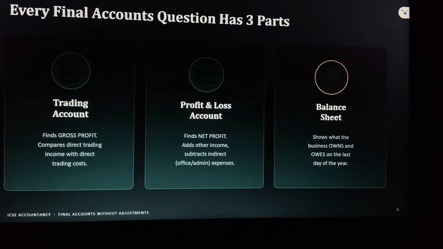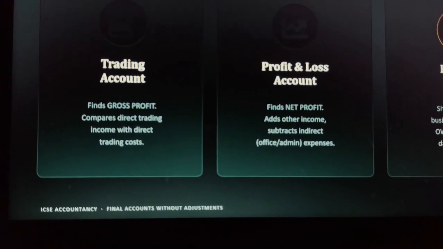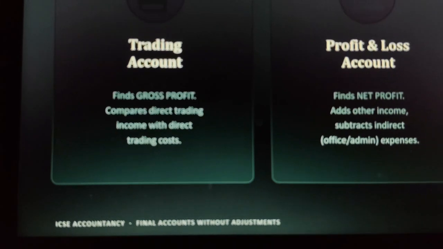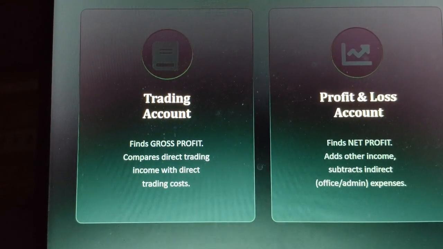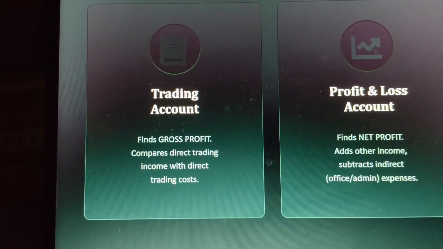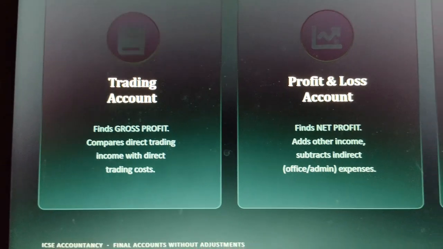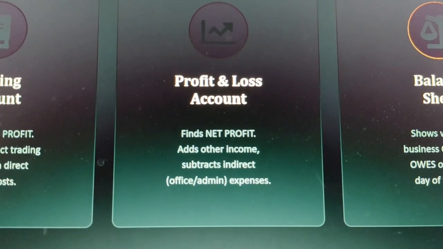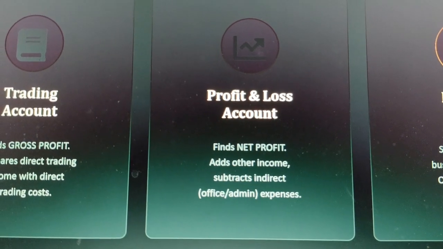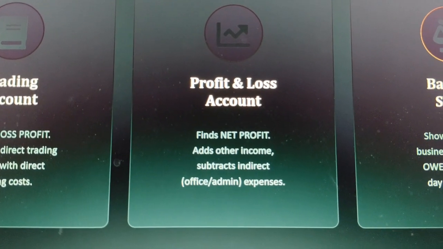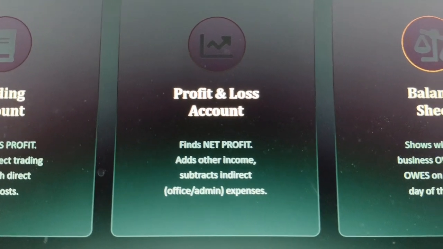Every single final accounts problem is split into exactly 3 parts. The first part, the trading account. This is known as a factory box. If an expense takes place inside the factory gates to produce goods, such as wages or factory power, then it goes here. Next, the profit and loss account, which is our office box. Once goods are made, all office expenses, selling costs and losses like salaries, rent or depreciation, they all go here.